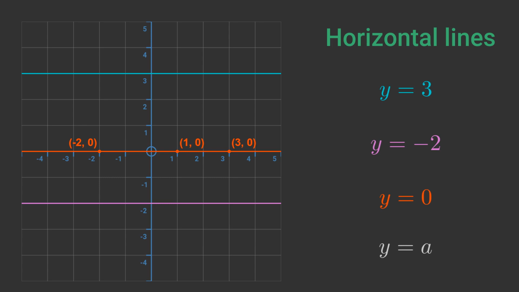In fact, every horizontal line has a formula y equals a, where a tells us the position of the line. If a is greater than 0, the line is above the x-axis. If a is 0, the line is on the x-axis. If a is less than 0, the line is below the x-axis.